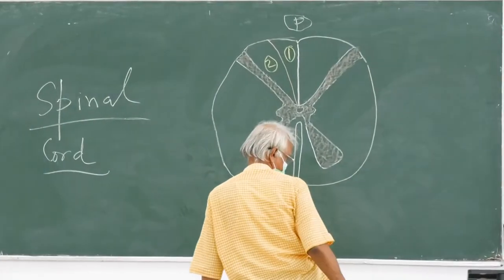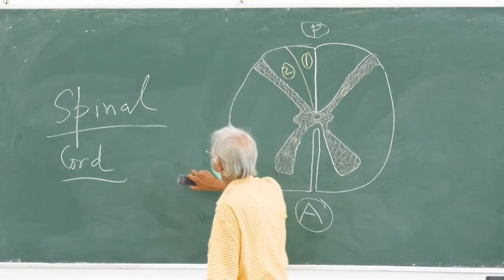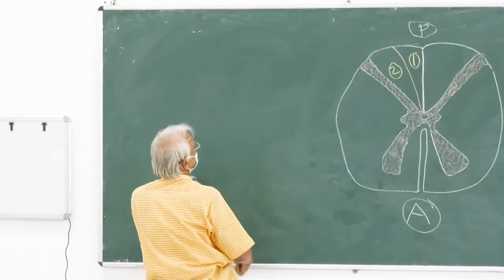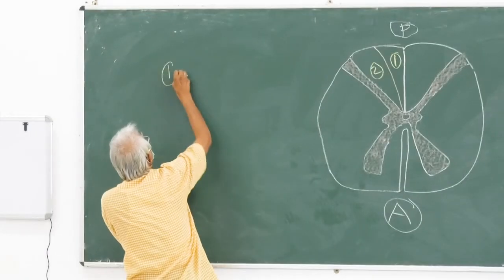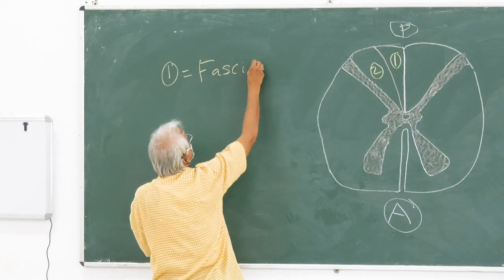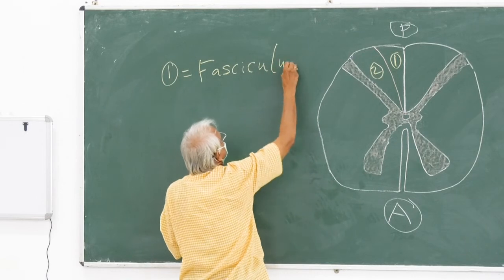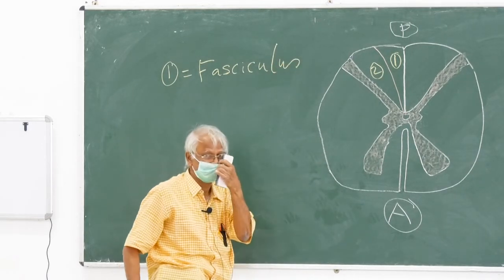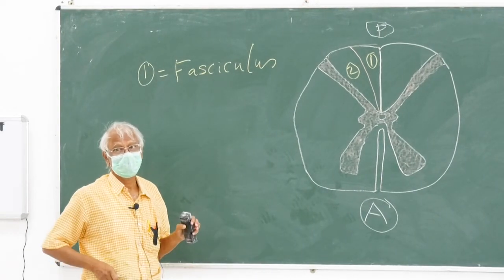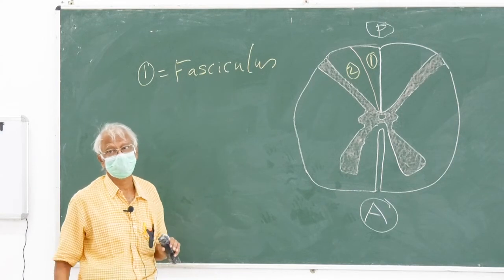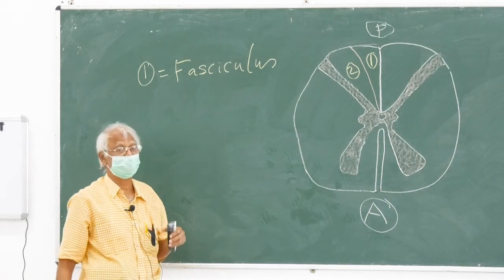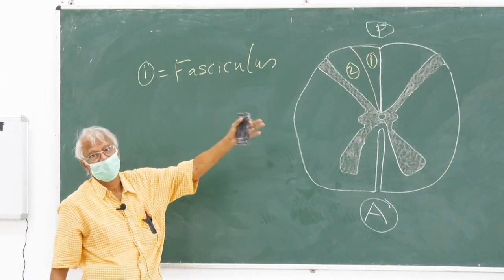Unless you know the positioning, when I talk it will be difficult for you to understand. So at the beginning I am telling you the positions of different tracts, both going upwards, the ascending tracts, and going downwards, the descending tracts. On the left side I am drawing the ascending tracts.